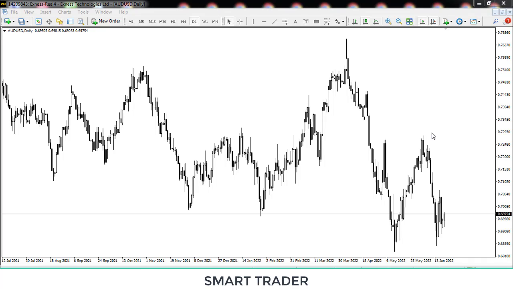How to trade support and resistance successfully. 1. Buy at support and sell at resistance. And 2. Buy when price breaks above resistance and sell when price breaks below support.